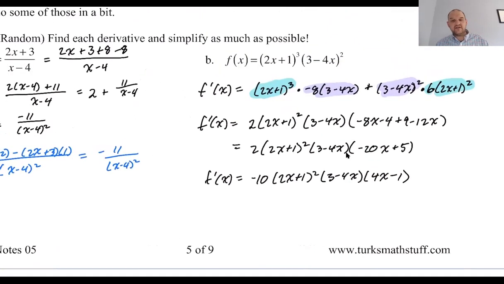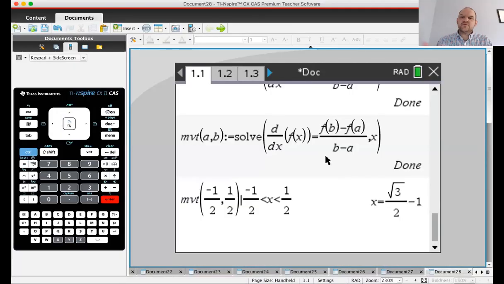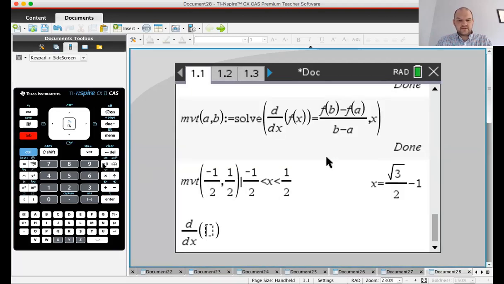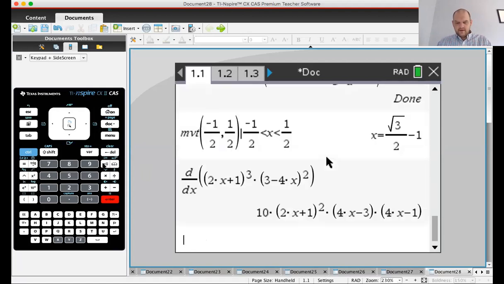Should we check it? I think we should. Let's go to the calculator. I like this little "should we check it" thing that we like to say. Who are we? I don't know. So I'm just going to go straight to the derivative. There's no reason to store the function. If I was going to do other stuff with the function, I would definitely store it first. But since all we're going to do is take the derivative and see what we get.